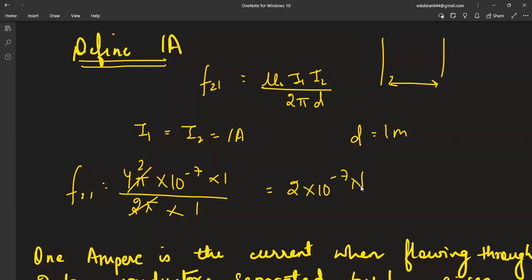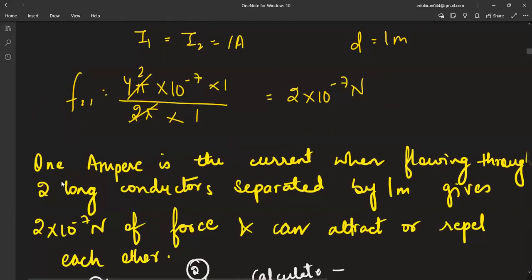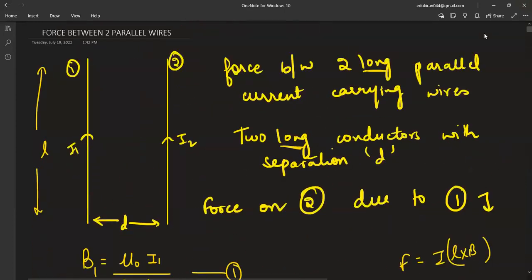Now, in terms of this formula, how can I define it? See, 1 ampere is the current which, when flowing through two wires separated by 1 meter, gives a force per unit length of 2 into 10 to the power minus 7 Newton. This is the answer to this question. 1 ampere is the current which, when flowing through two long conductors separated by 1 meter, gives 2 into 10 to the power minus 7 Newton of force, and they can attract or repel each other. This is the definition of 1 ampere if it is asked from the formula of force per unit length.